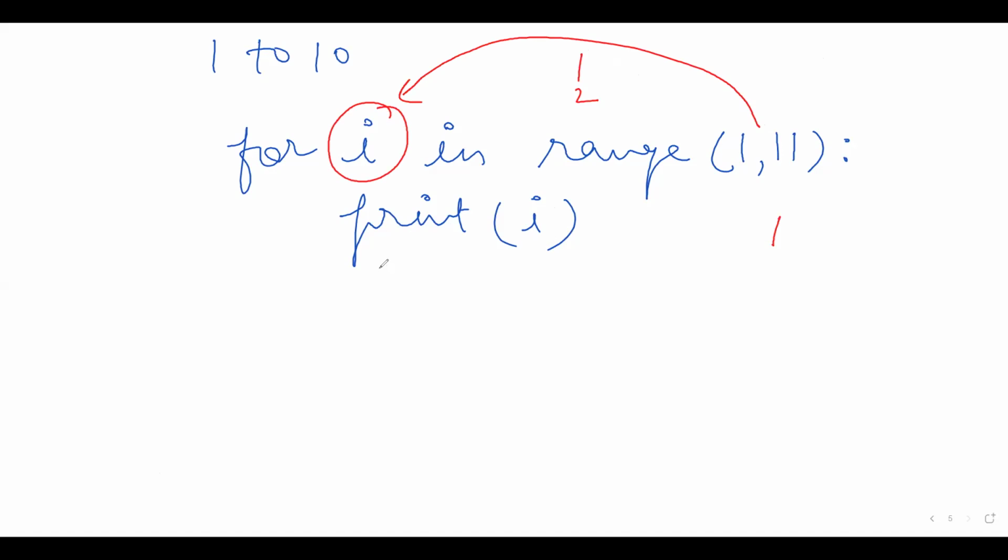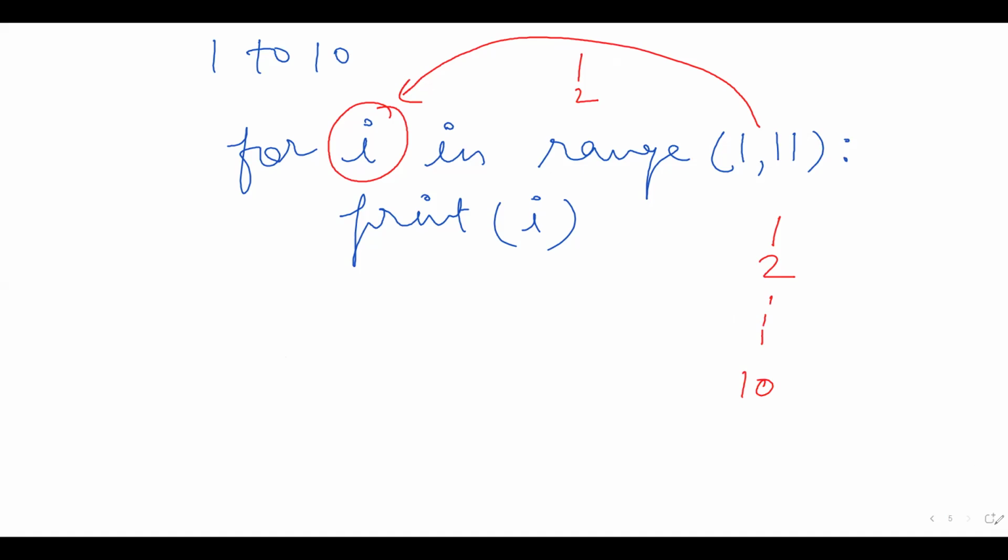Because we have just understood how the range function works. So the next value of 2 will be given. So it will be 2, then 3, 4, 5, 6, till it writes 10. So this is the basic structure of a for loop.